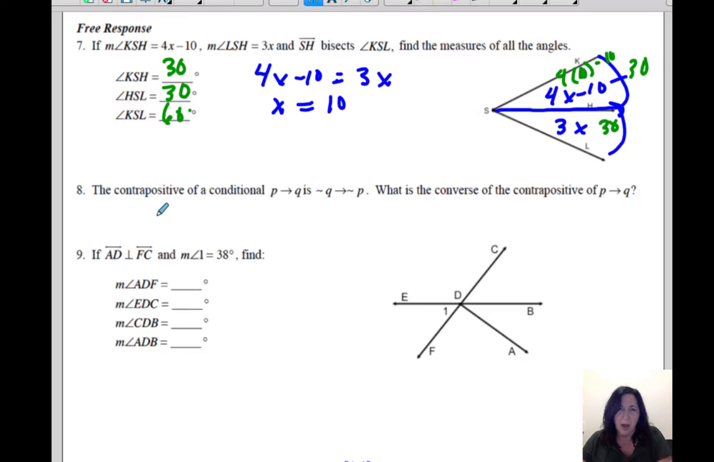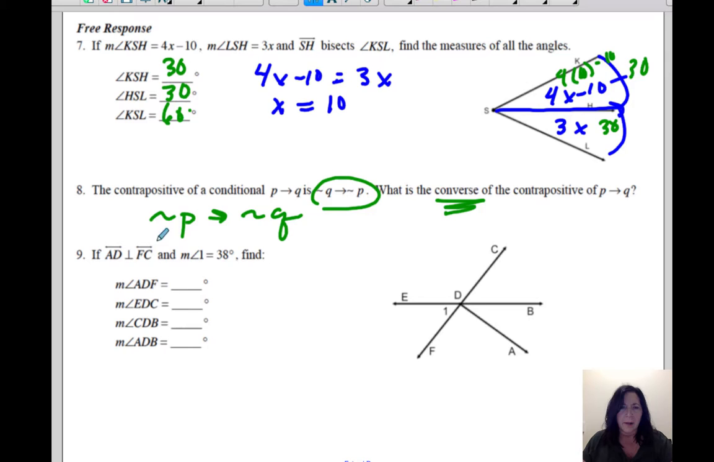The contrapositive. So the contrapositive is the converse of the inverse, okay? If P happens, then Q happens. So that's going to be if Q doesn't happen, then P doesn't happen. True. So what's the converse of the contrapositive? Well, we know the contrapositive is this. So the converse would be if not P, then not Q.